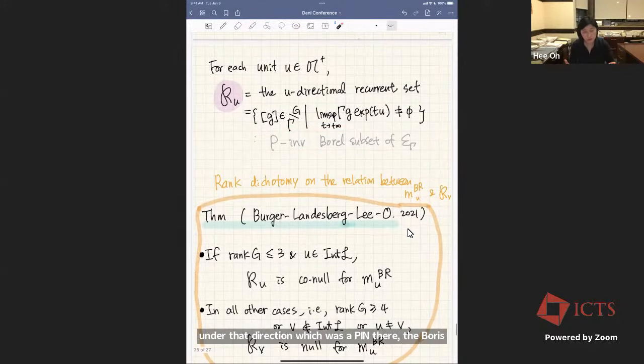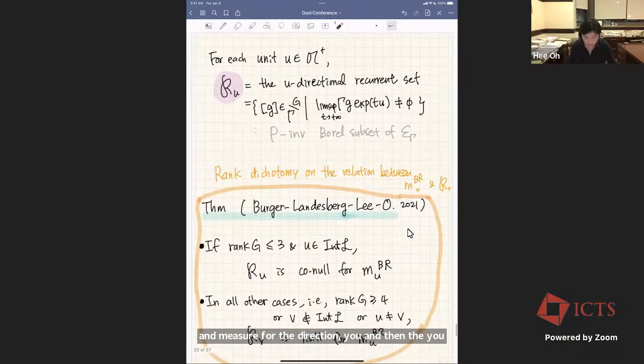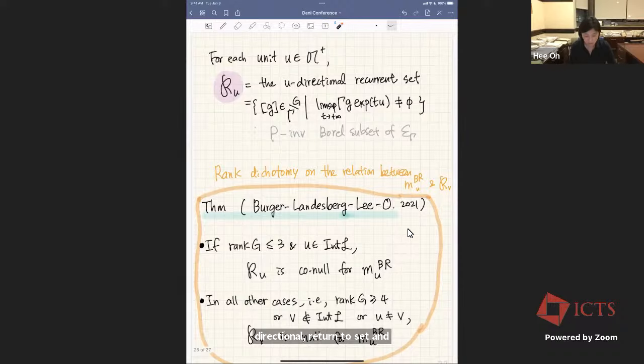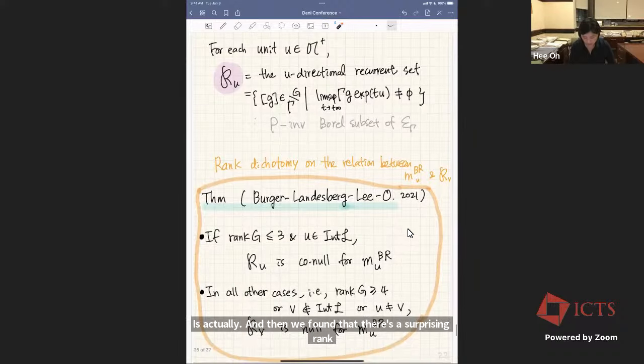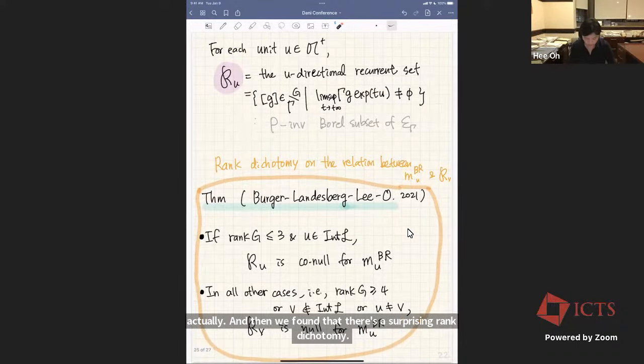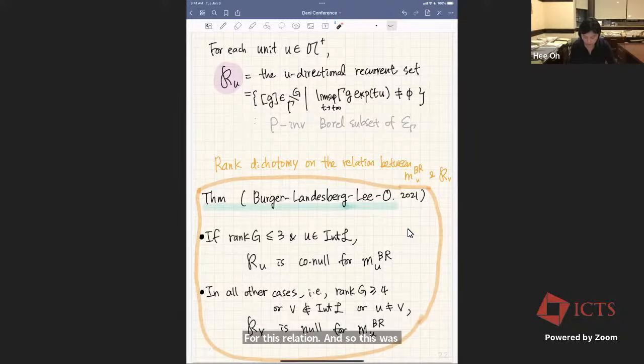Then it was a natural question for us to understand what is the relation between this Burger-Roblin measure for the direction U and then the U directional recurrent set. And we found that there's a surprising rank dichotomy for this relation. This was proved jointly with Mark Berger, Landesberg and Lee last year.